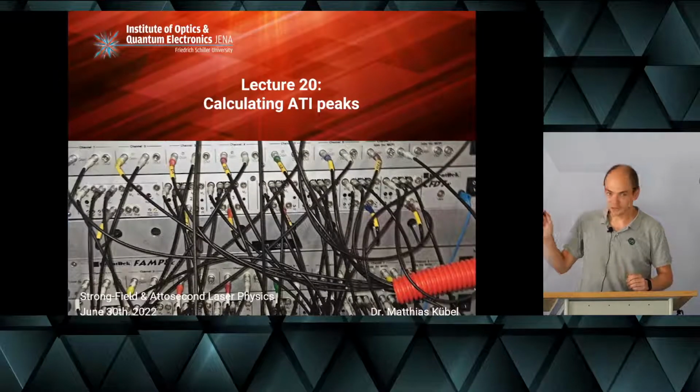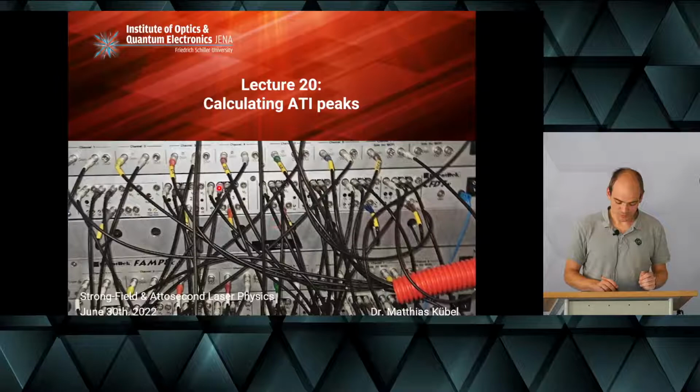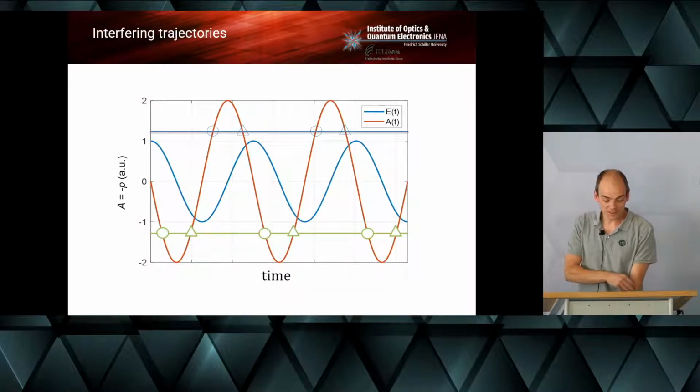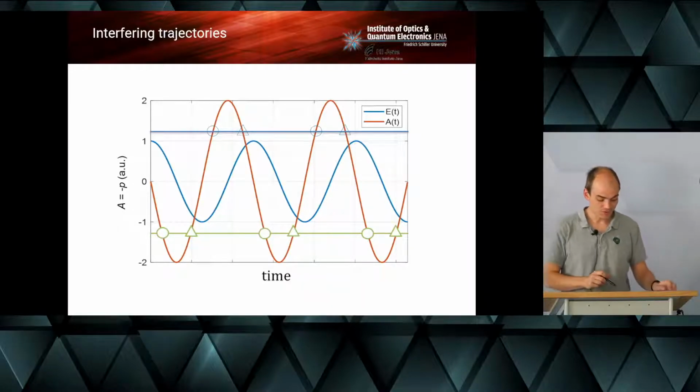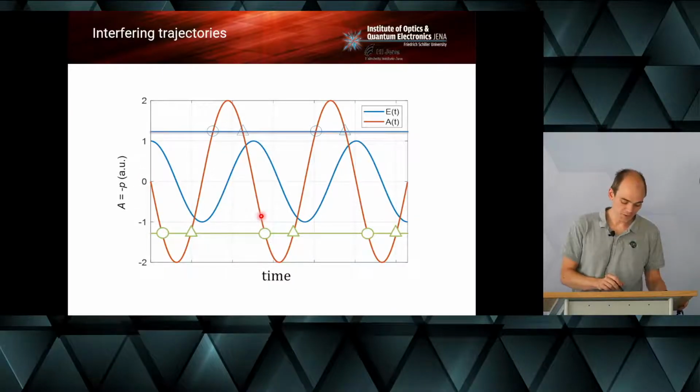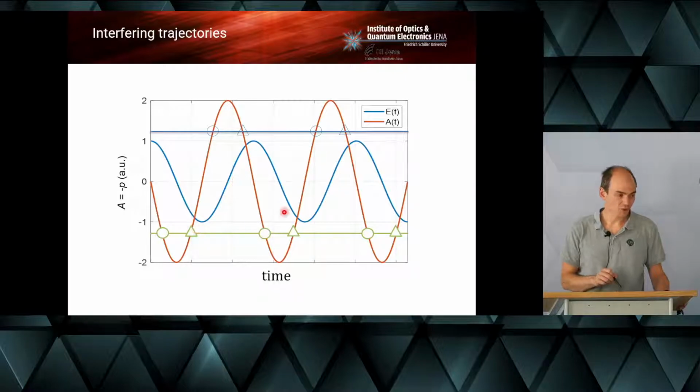So these are some electronics that you can use to measure photoelectron spectra and things. Okay, so once again, let us just recapitulate. We looked now at the interference of these circles, for instance, because we drew it here and there on the falling side of the field. We could have done the same for the triangles.